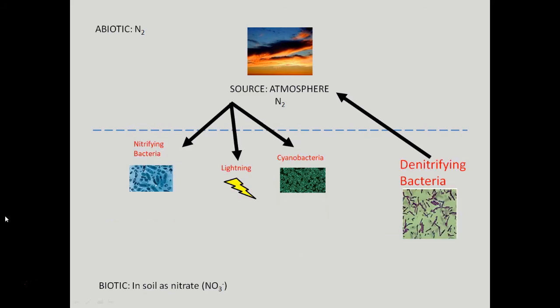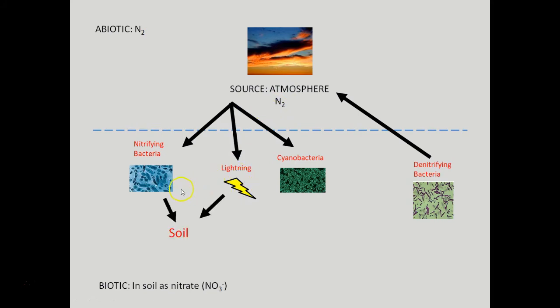Okay, and then we return the nitrogen to the atmosphere by another group of bacteria called denitrifying bacteria. And what these do is they take our nitrogen-containing compounds and they convert them back into N2. And these bacteria are very efficient, and so they're able to take all of the nitrogen that these organisms have converted into a usable form and convert it back into a non-usable form.